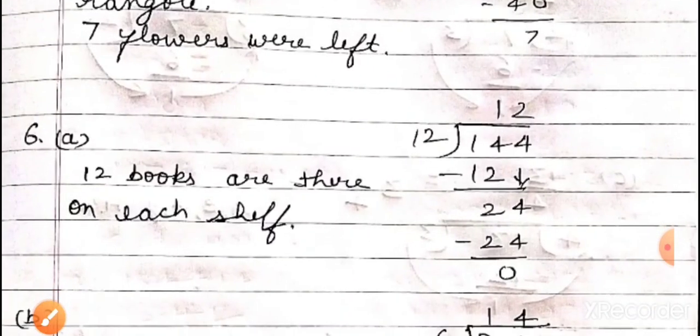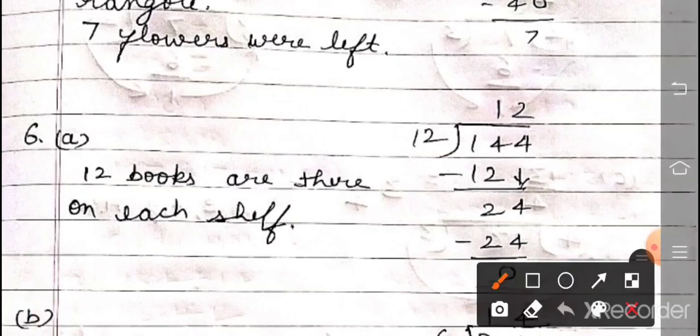Now the question number 6. A part. If 144 books are placed equally on 12 shelves, how many are there on each shelf? Okay. So total books are 144. We have to arrange these 144 books in 12 shelves equally. So divide 144 by 12. So the answer you will get is 12. So 12 books are there on each shelf.